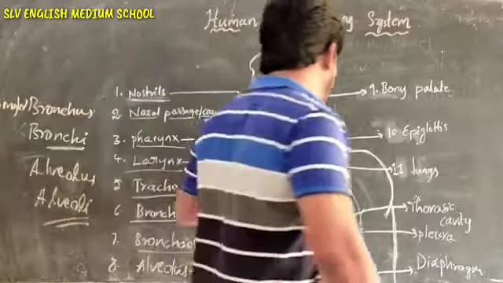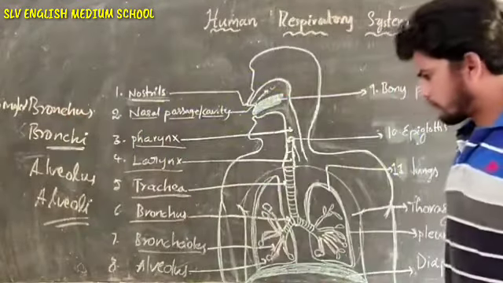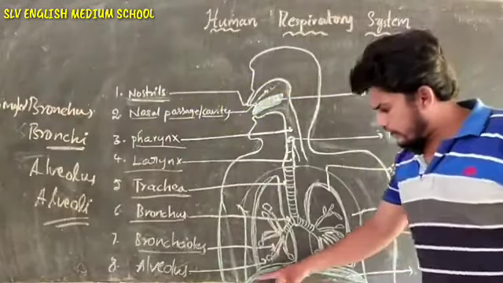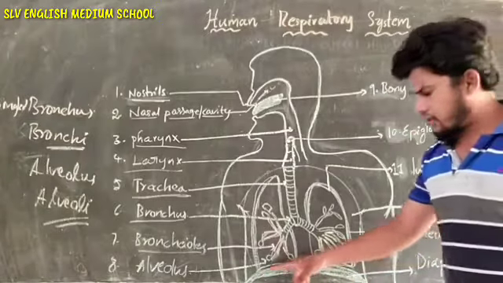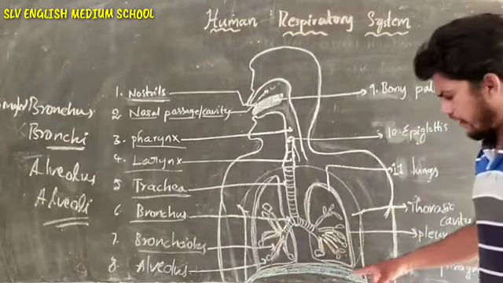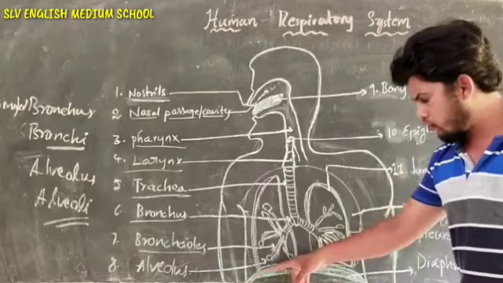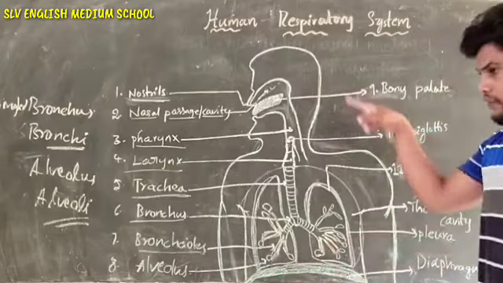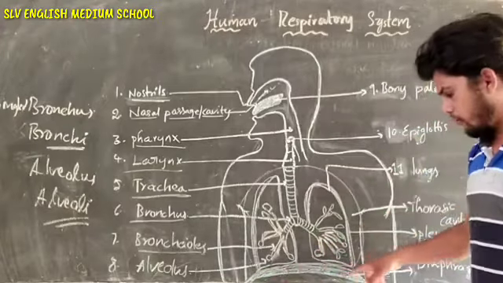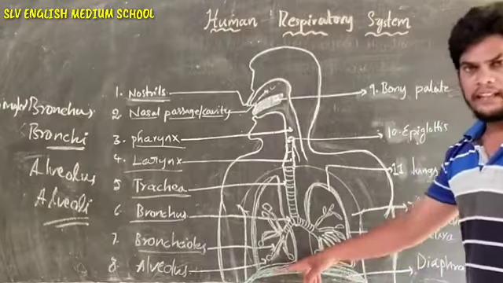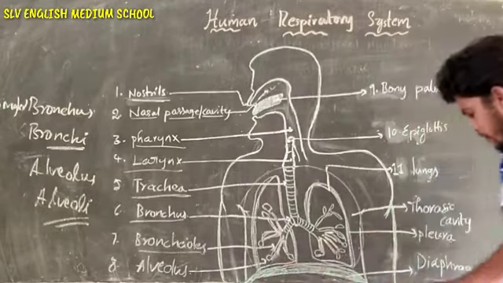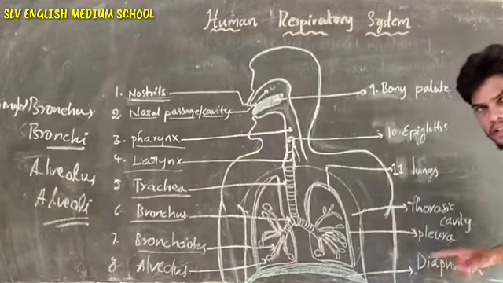Below these lungs, there is a flattened, muscular structure. Actually, it is dome in shape, like a convex. This dome-shaped flattened muscular structure is called the diaphragm.